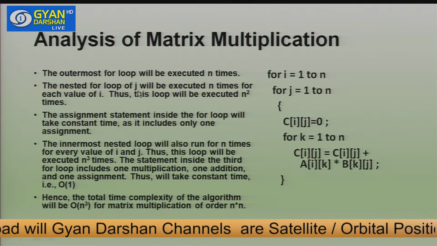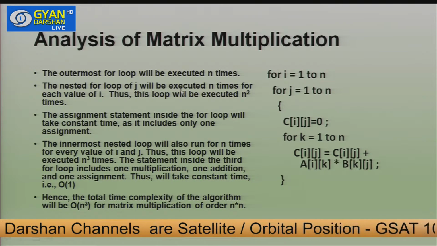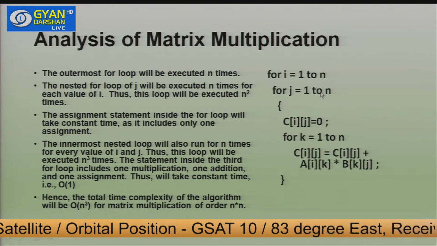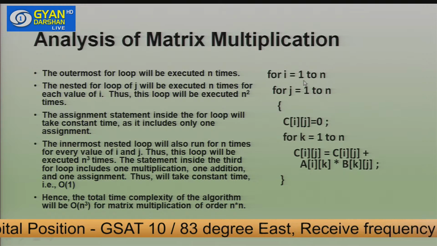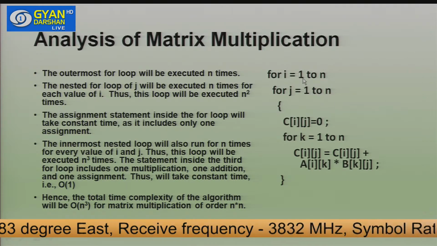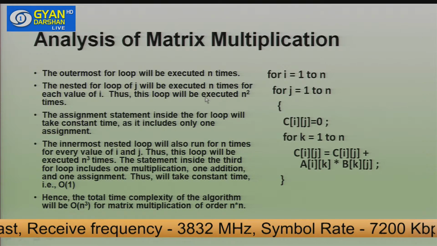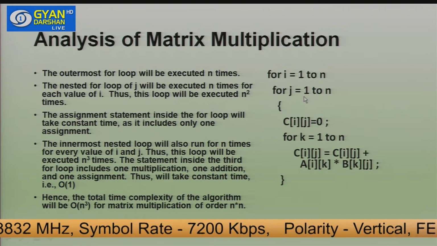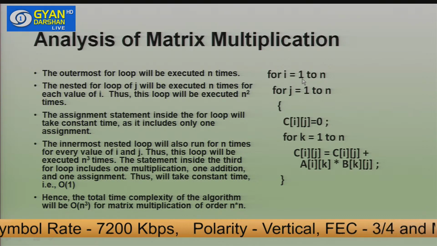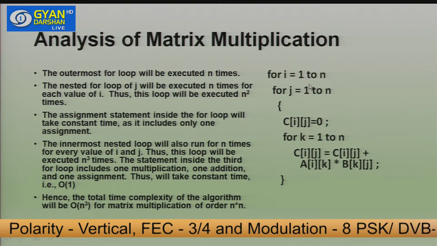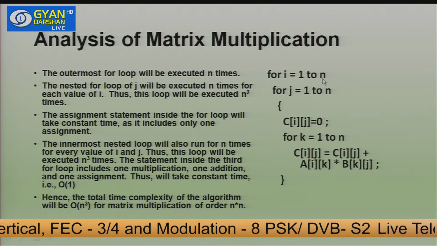The nested for loop for j will be executed n times for each value of i. So this will be executed n times. The overall total number of iterations of these 2 loops is going to be n square. That is, i equals 1, j equals 1; i equals 1, j equals 2; i equals 1, j equals 3. Let's say n equals 3.